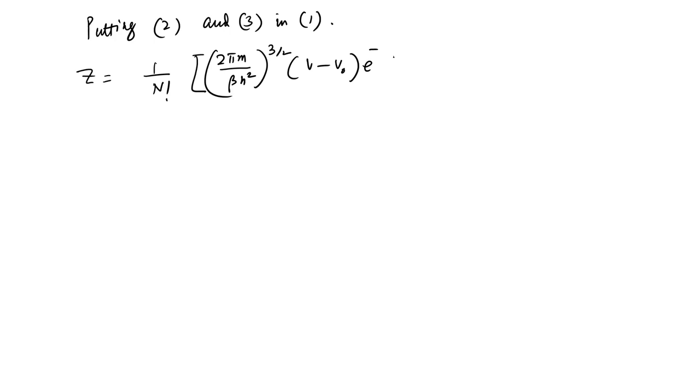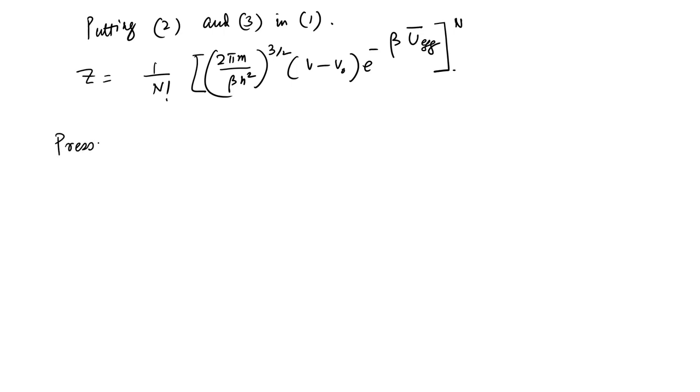All right, so that gives us Z equal to 1 by N factorial, and putting all the other old factors that we are familiar with, whole to the power 3 by 2, (V minus V0) and exponential minus beta U effective average, okay, and whole to the power N. So this is the partition function now with all these interaction terms that are embedded into it. And how do we find pressure from here?